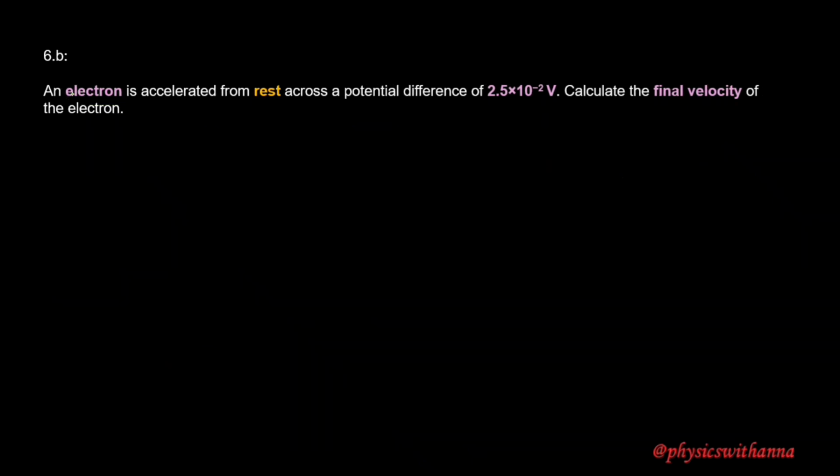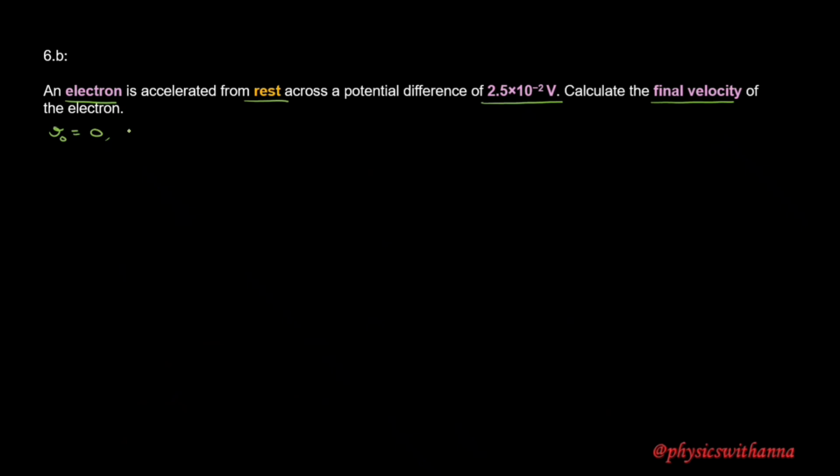Question 6b. An electron is accelerated from rest across a potential difference of 2.5 times 10 to the power negative 2 volt. Calculate the final velocity of the electron. So here my charged particle now is an electron which is accelerated from rest. So initial speed of electron, which we write as V0, will be 0.